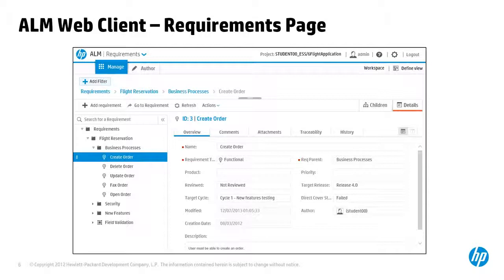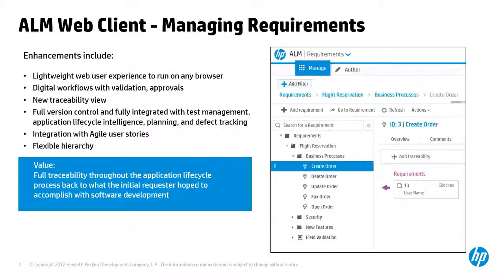So what we see here is what you'll typically see when you first go into a module. And we're going to explain some of these elements of this interface as we go through this webinar. Some of the enhancements that we have provided with this are, we have a lightweight web user experience. I've just talked about that. We also have some things with workflows, with validation. We're going to talk about business rules a little bit later.